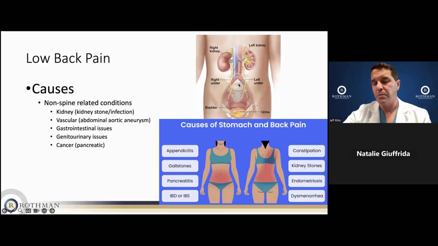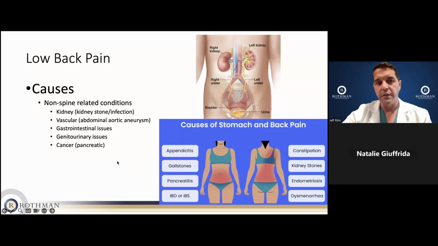Aortic aneurysm, it's an enlargement of your aorta. If it starts to leak, it can cause severe back pain. That can be an emergency. There's gastrointestinal issues, constipation, gallbladder stones, and there's genitourinary issues and pelvic issues, like endometriosis, ovarian issues can cause back pain, and pancreatic cancer can cause severe back pain.